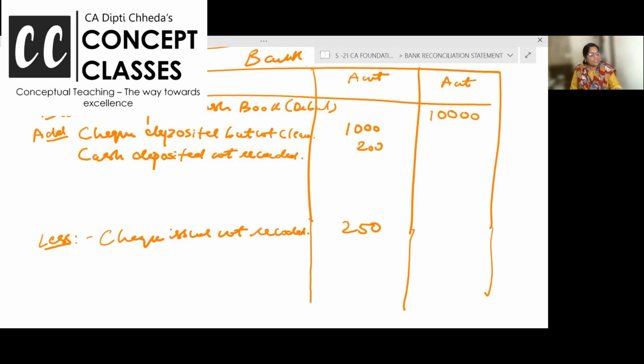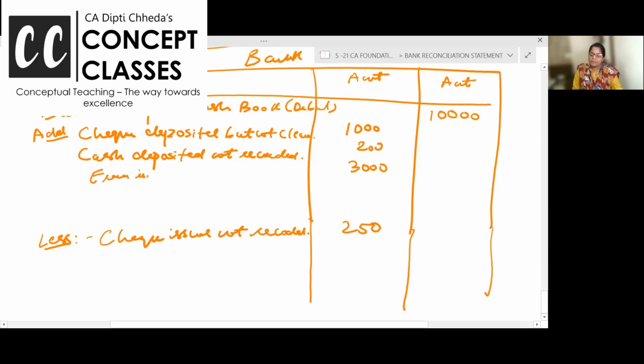Debit balance of 1500 as on previous day was brought forward as credit balance. So if there's a debit balance of 1500, it will come on the debit side. You took it on the credit side. So now you debit it with double the amount, 3000.